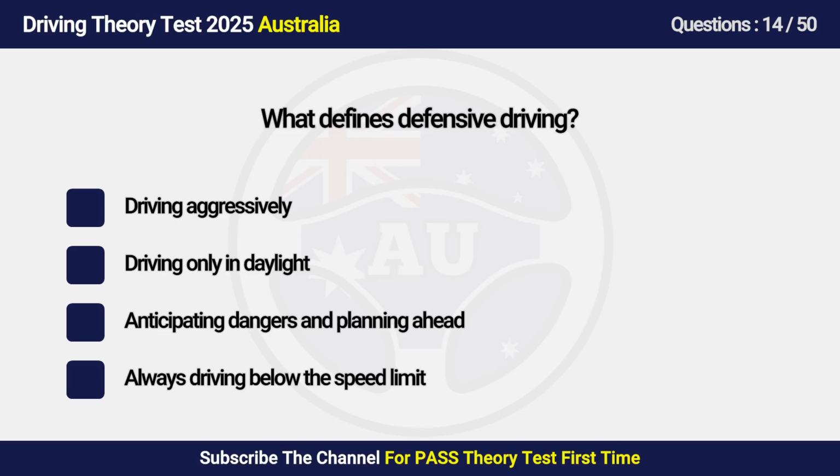A. Driving aggressively. B. Driving only in daylight. C. Anticipating dangers and planning ahead. D. Always driving below the speed limit. Answer is C. Anticipating dangers and planning ahead.